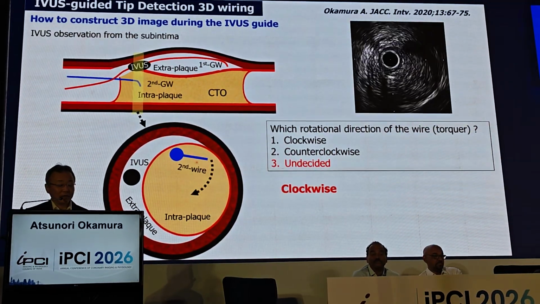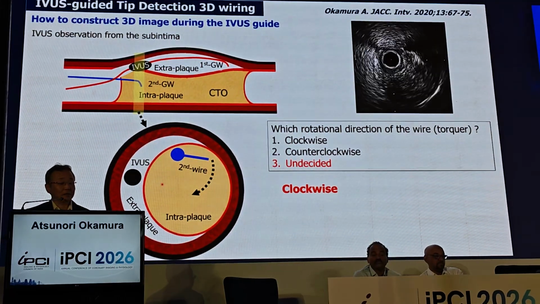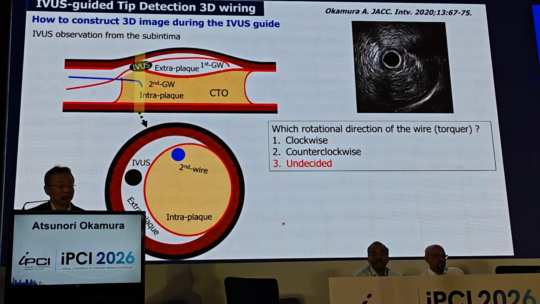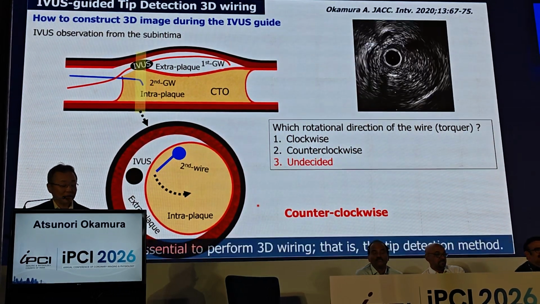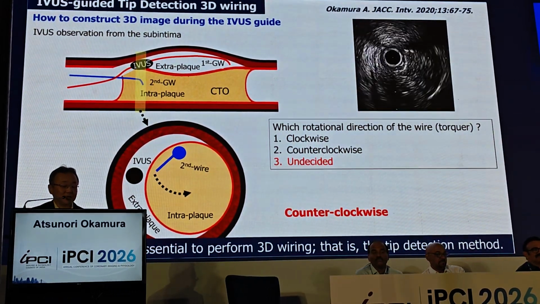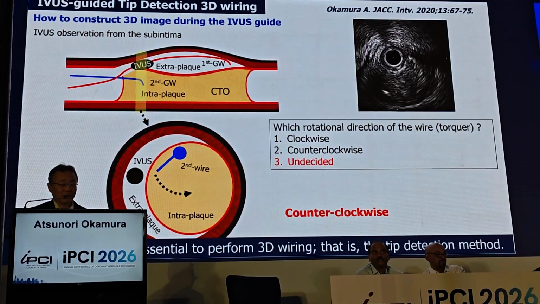Because if the guide wire tip is directed right side, you should rotate it clockwise. But if the guide wire tip is directed left side, you should rotate counterclockwise. So tip observation is essential to perform 3D wiring. That is the tip direction method.